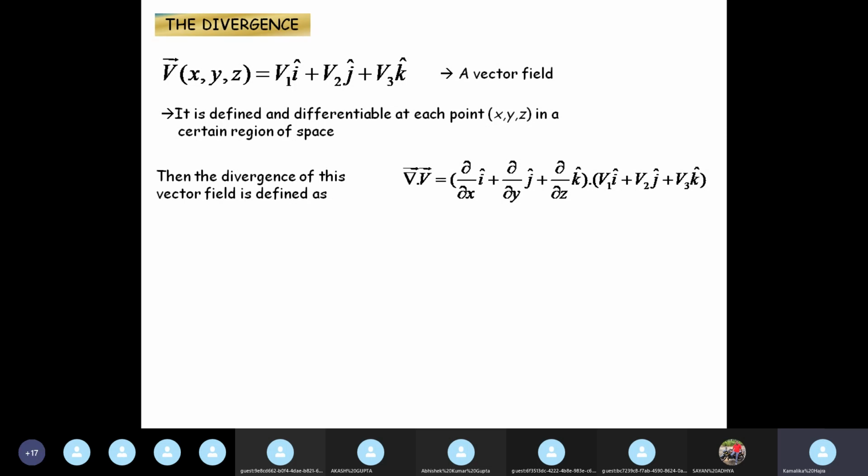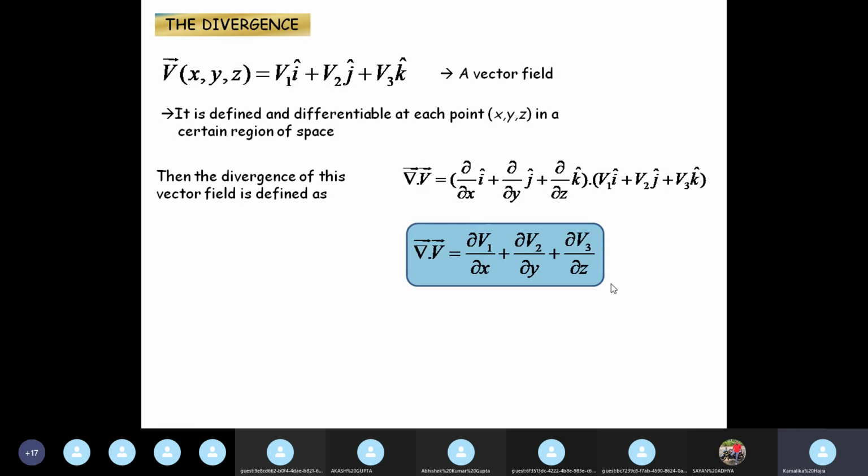Okay, divergence of V is, you write down the expression of the del operator, the vector differential operator, dotted with the expression of this vector in component form, and therefore you get divergence of V equal to del V1 by del x plus del V2 by del y plus del V3 by del z. Okay, so that is the divergence of a vector.